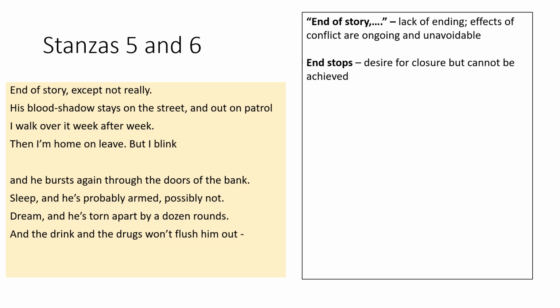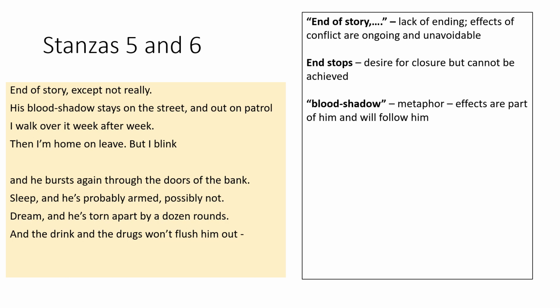They seem to me to be a desire for closure, but the enjambment which follows those end stops reveals to us that he cannot get closure. This closure cannot be achieved because the effects will follow him. We also get the medial caesura of "then I'm home on leave, but I blink and he bursts again," and the enjambment into the next stanza reveals to us that the effect of what he has done will remain with him. And this is where the metaphor of the blood shadow comes in.